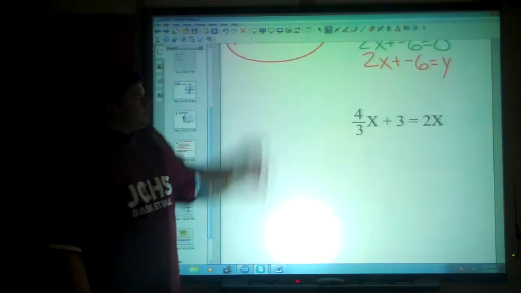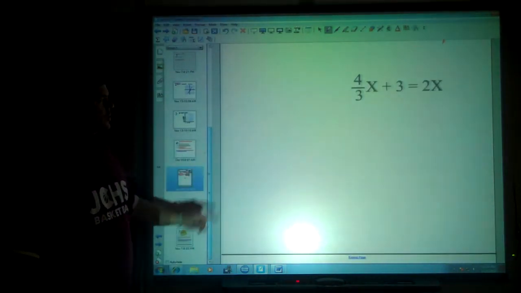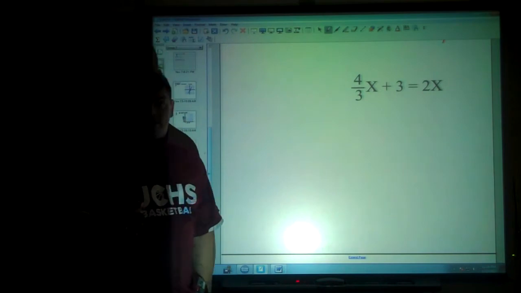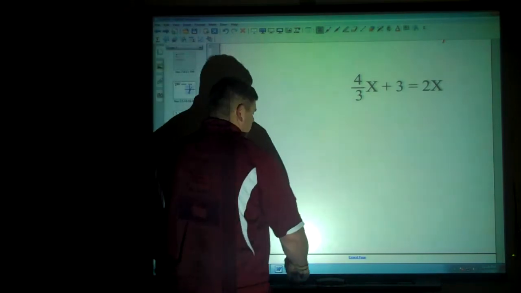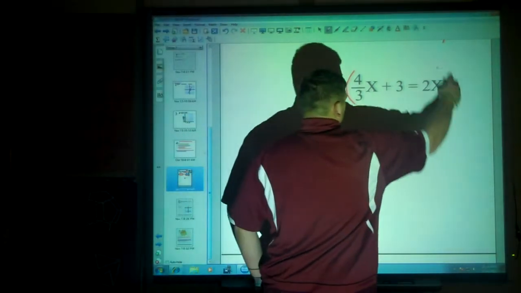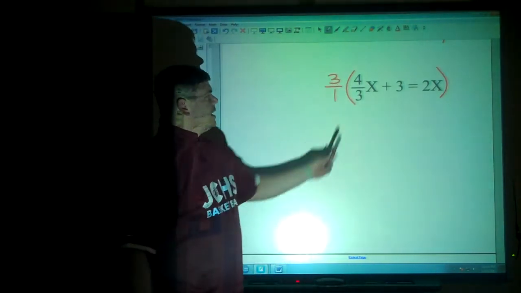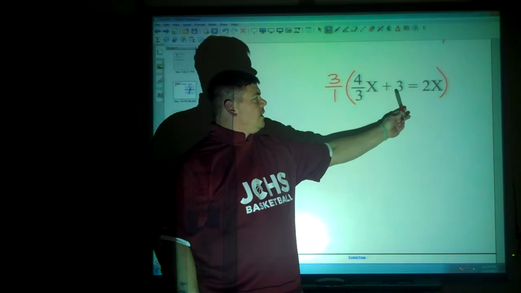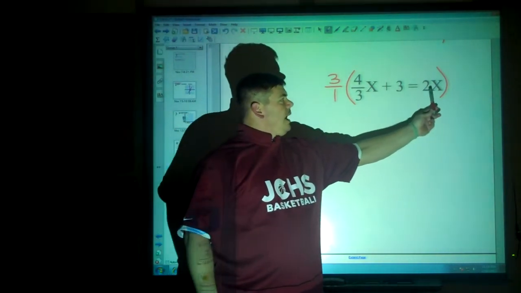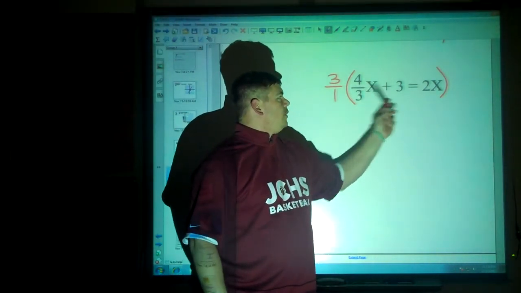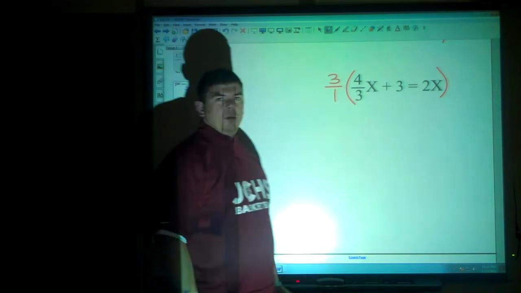Let's try it again. All right, you might notice in this problem it has fractions. That can be scary. But what's nice is we have tricks to deal with fractions. We can multiply the entire problem by 3. And the reason I chose 3 is this has a denominator of 3. This really has a denominator of 1, and this term has a denominator of 1. So 3, 1, and 1, that's the common denominator.